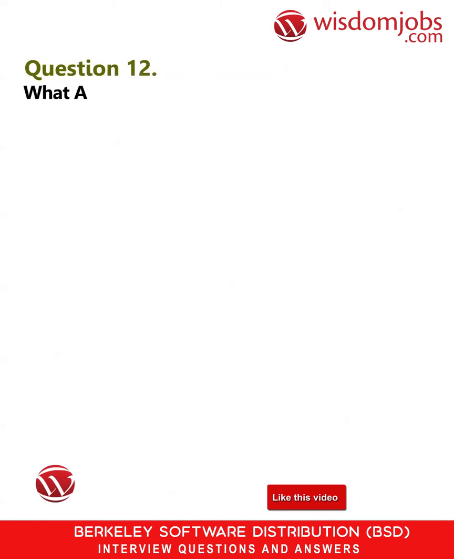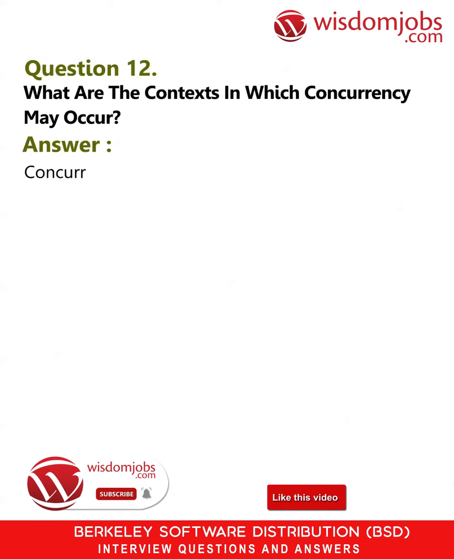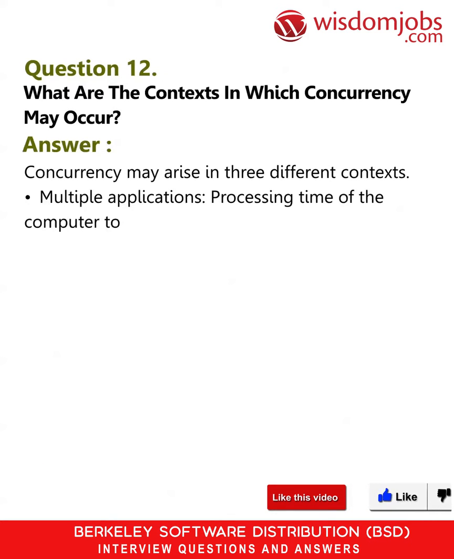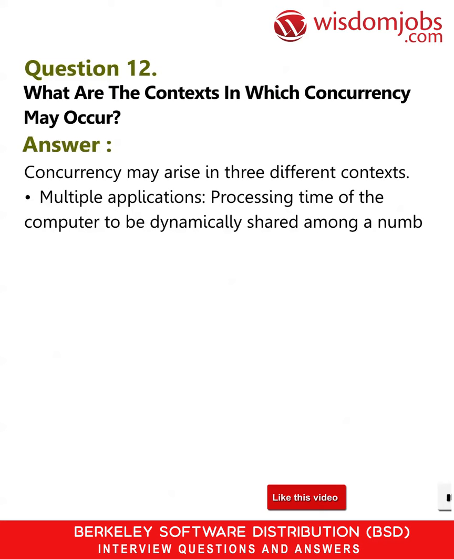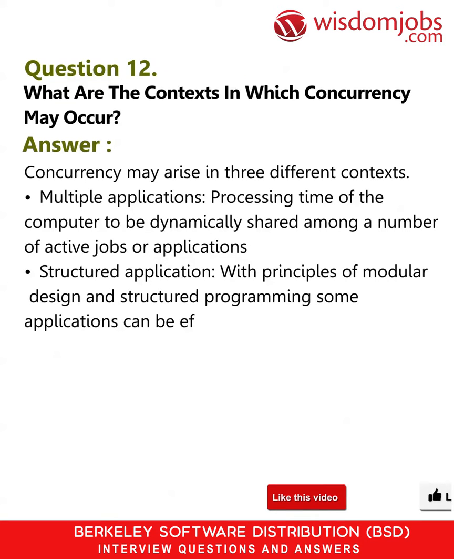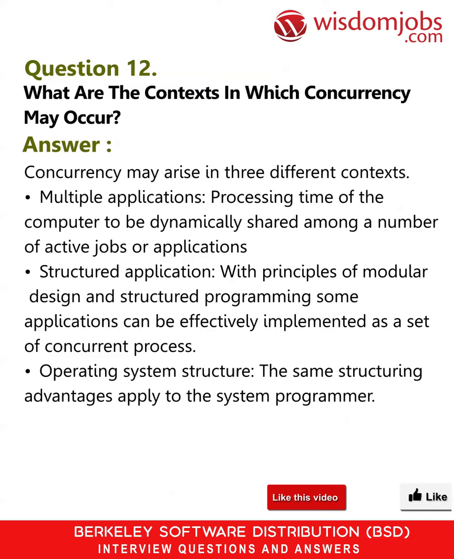Question 12. What are the contexts in which concurrency may occur? Answer: concurrency may arise in three different contexts: multiple applications, where the processing time of the computer is dynamically shared among a number of active jobs or applications; structured applications, where, with the principles of modular design and structured programming, some applications can be effectively implemented as a set of concurrent processes; and operating system structure, where the same structuring advantages apply to the system programmer.